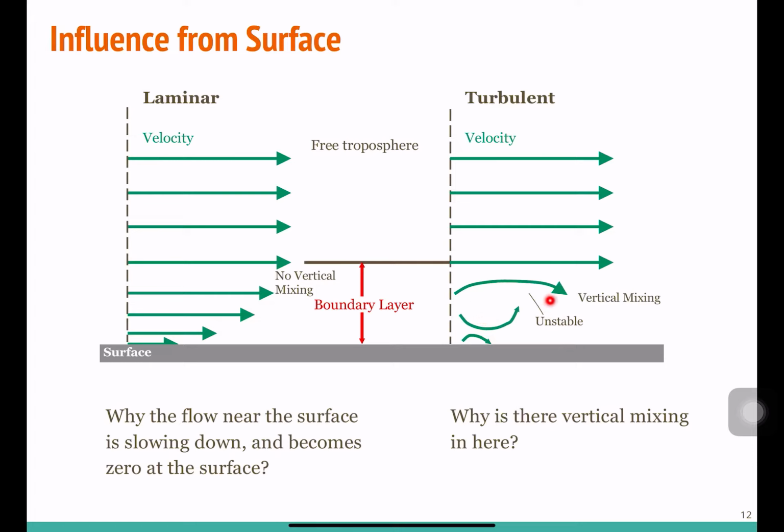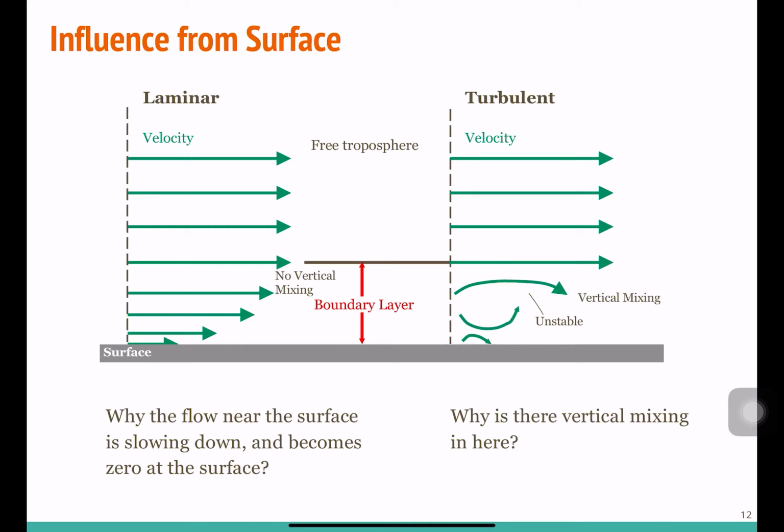And then because of turbulent flow, we'll have some vertical mixing, because the horizontal flow is now becoming swirling winds, and then there will be a vertical component of these winds, okay?